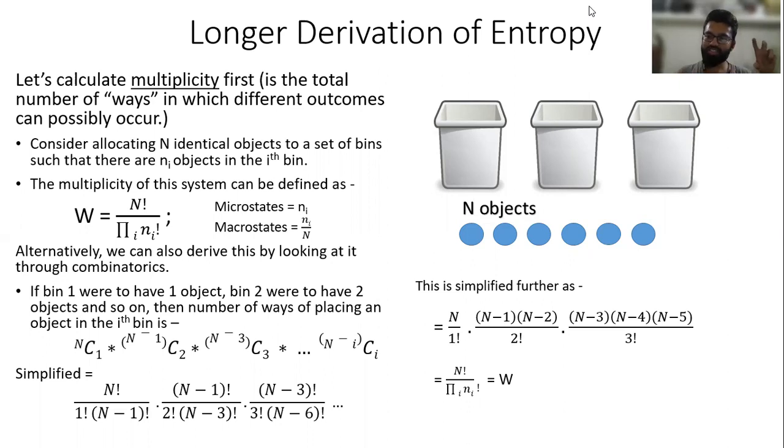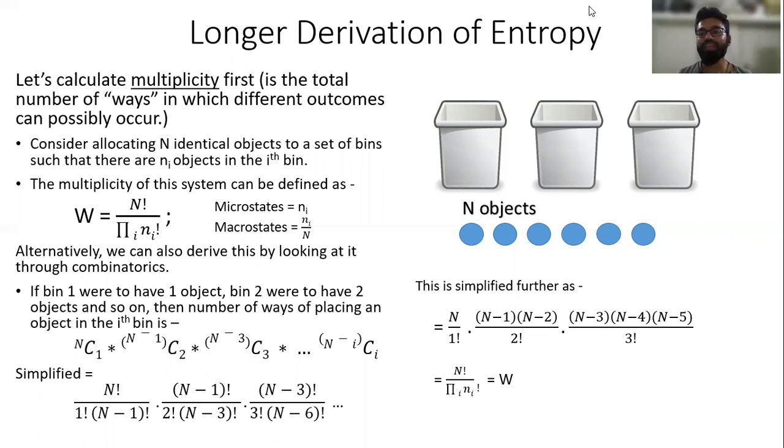If you think about the different ways in which you can place n identical objects, the first object can be chosen n ways, the second object in n minus one ways, the third one in n minus two ways, and so on until you reach one. So you have n factorial ways in which you can choose objects.